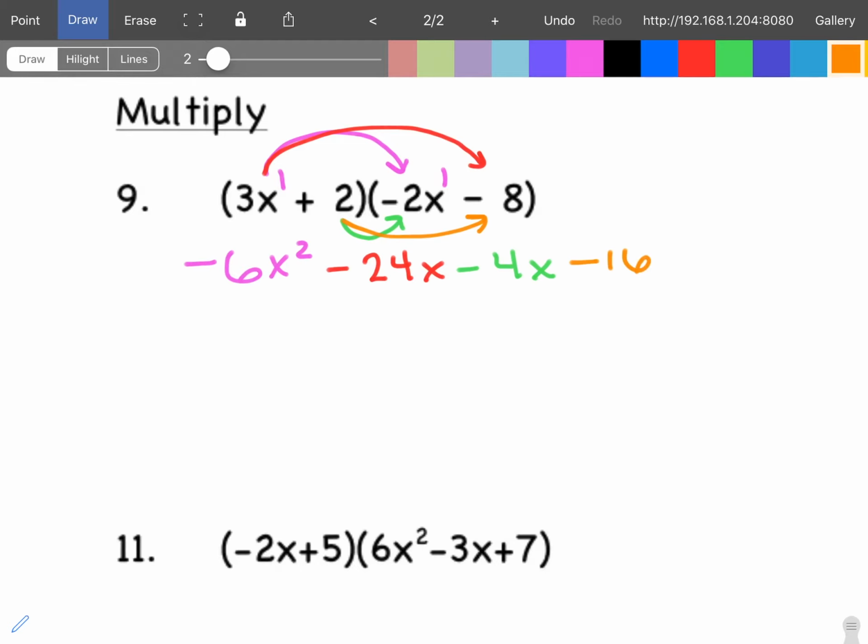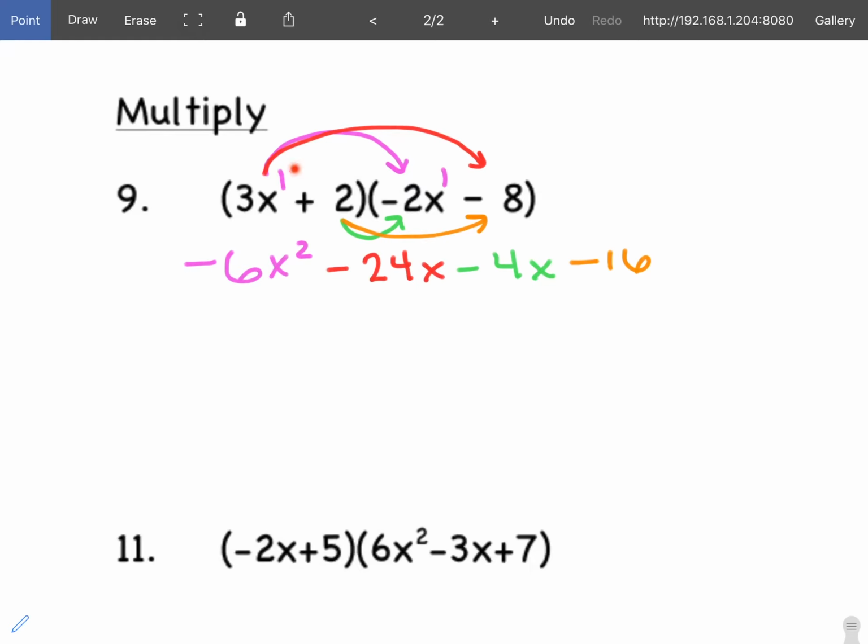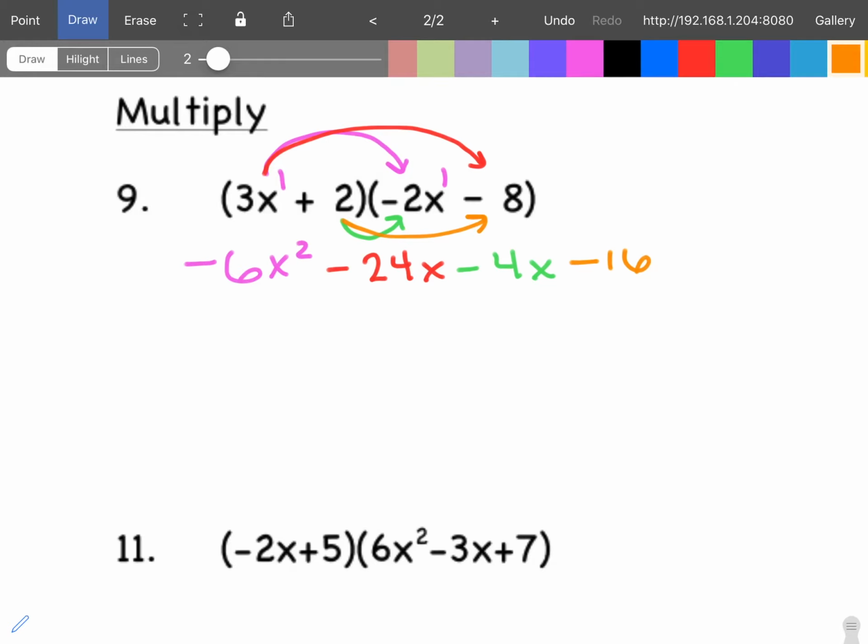After I get all of that multiplied out, so I've done my distributive property. I distributed the 3x to both terms in the second parenthesis, and then I distributed my positive 2 to both terms in the second parenthesis. Then I look and say, is there anything I could combine at this point? I've done all the multiplication. I just simply want to look for like terms that I can add together. So this negative 6x squared is just going to come down because it is the only term with an x squared. However, notice that these two both have an x, so we can combine those, and that makes a negative 28x. And then we just drop down the negative 16.